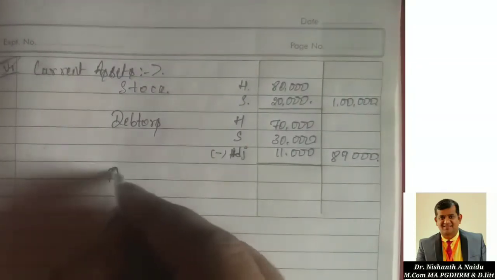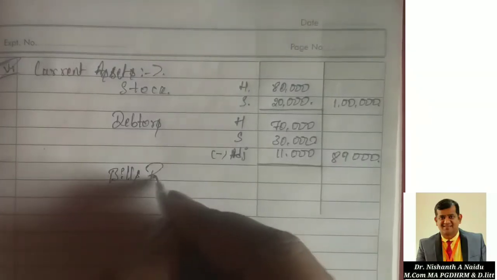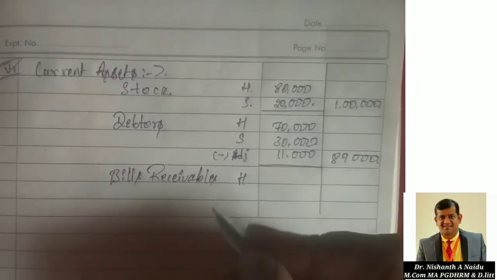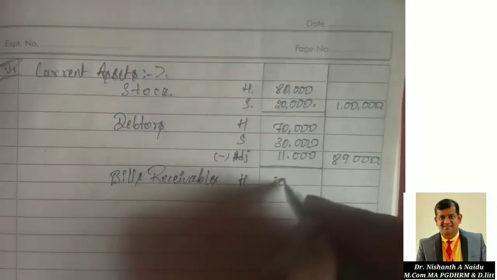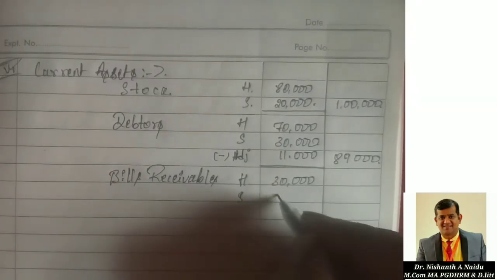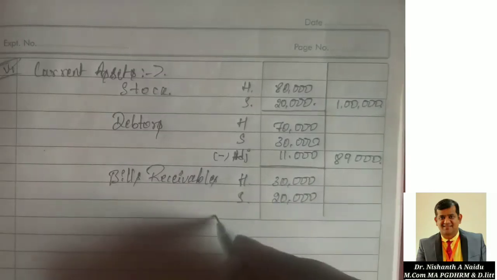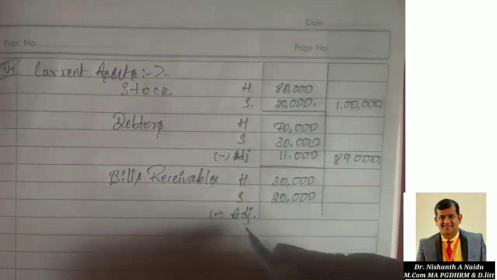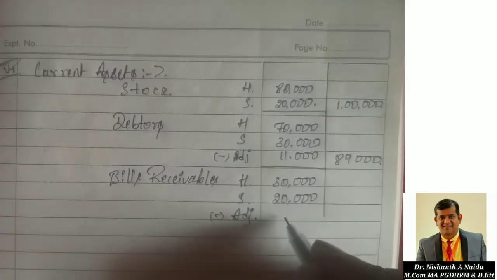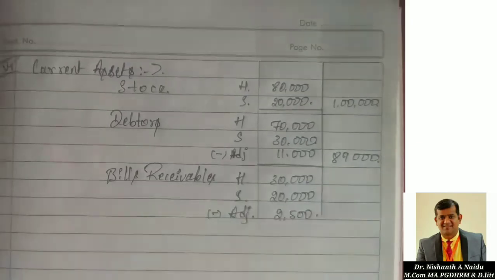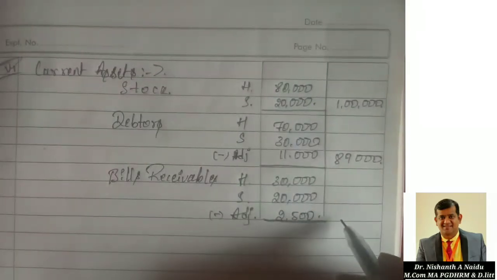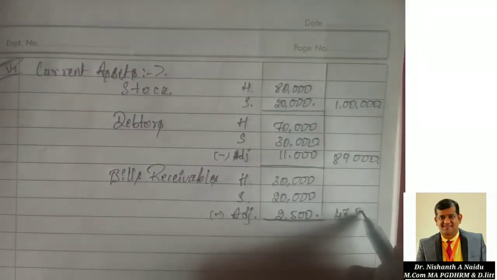So then take bills receivable. The value of H company bills receivable is 30,000 and in S company limited it is 20,000. Less adjustment, 2,500. So 50,000 minus 2,500 is 47,500.